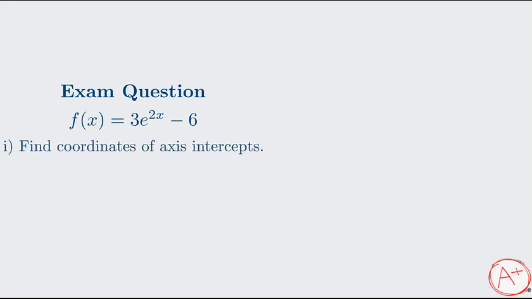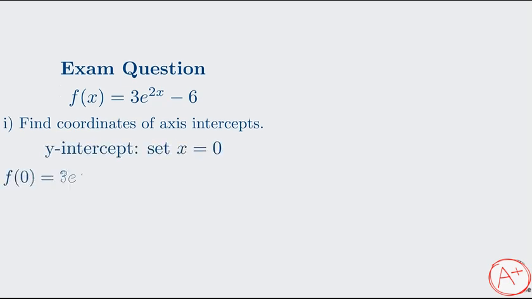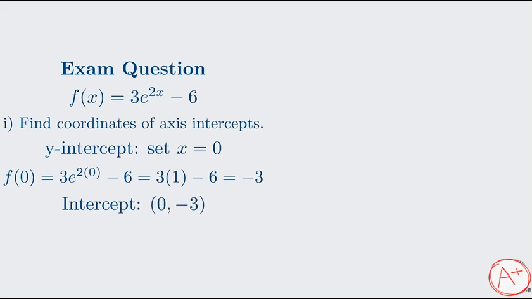Let's look at a Cambridge-style challenge that combines these concepts. Consider the function f(x) equals 3e^(2x) minus 6. Find the coordinates of the points where the graph of f crosses the axes. For the y-intercept, we set x to 0. 3 times e to the 0 is 3. 3 minus 6 gives us negative 3.